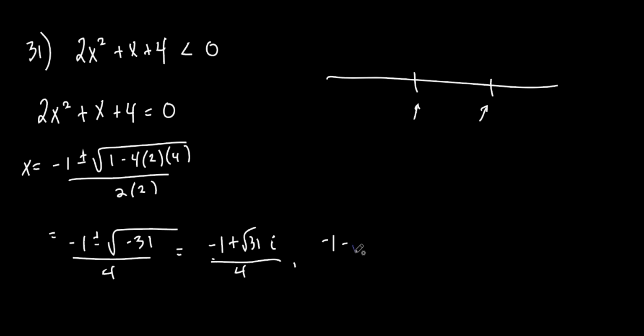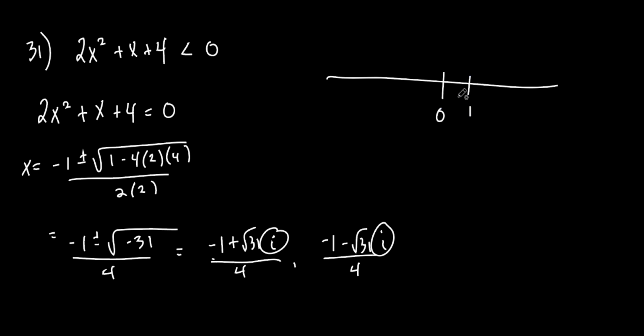Negative 1 minus square root of 31i over 4. Problem is, you can't put them in here, can you? Because of this. So what did we do on that problem where we had all the real solutions? Instead of putting 2 critical points, we put 1, and we used 0. All right, so let's try a number to the right of 0.